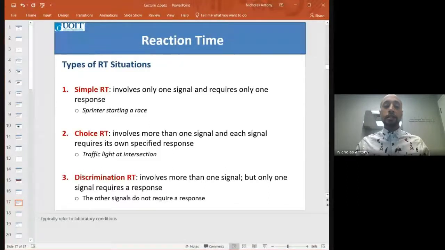And then the last thing is discrimination reaction time, which is similar to choice reaction time. However, there is more than one signal, but only one involves a response. So now it's not 3 options, 3 responses. It's 3 options, 1 requires a response.